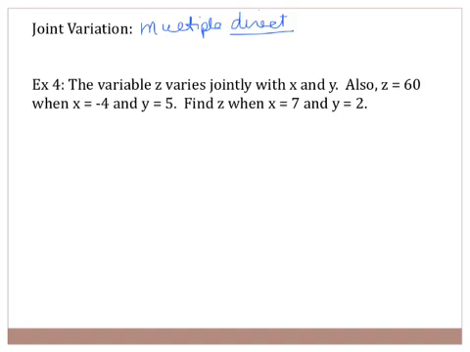So example 4, the variable z varies jointly, so multiple direct, with x and y. Also, I've given you 3 starting places. I've given you a value for z, x, and y, so that we can find a. That's the first thing you have to do, is find a. So our model is z is equal to a times xy. So we're going to substitute in.